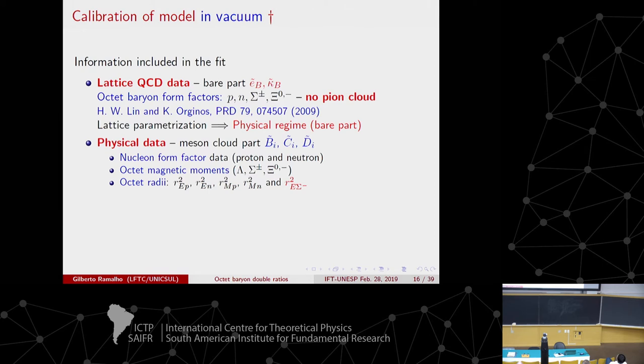We start with the lattice QCD data, where we fix parameters associated with the bare part. We can do this because in principle in a lattice state there is no pion cloud contamination. So what we do is derive a parameterization for lattice QCD data, and then we extrapolate to the physical regime, obtaining the bare contribution to the physical form factors. Taking into account the physical data, including the nucleon form factors, octet magnetic moments, and octet radii, we finish the process of calibrating the model to the vacuum. So we have six parameters for the bare part, and five coefficients and two cutoffs for the pion cloud part.